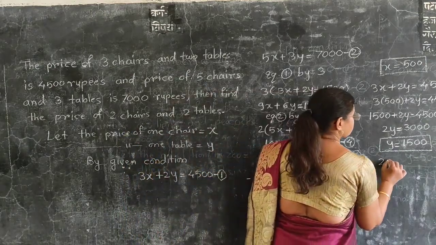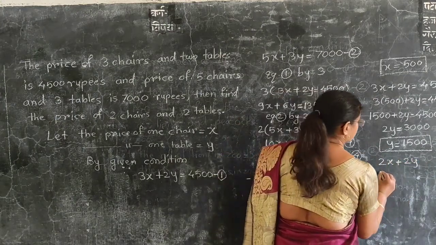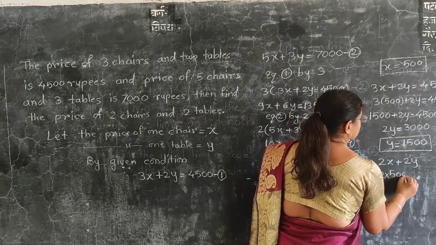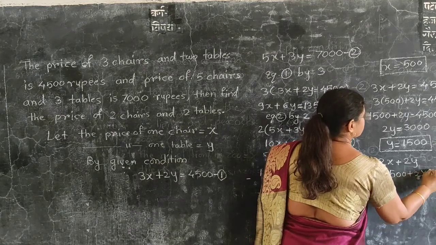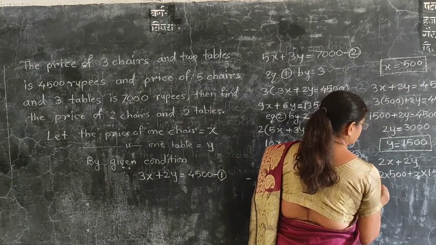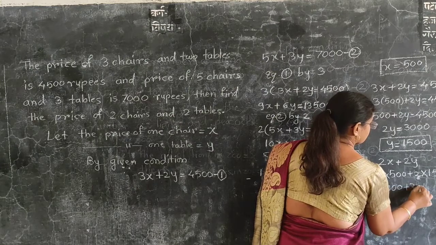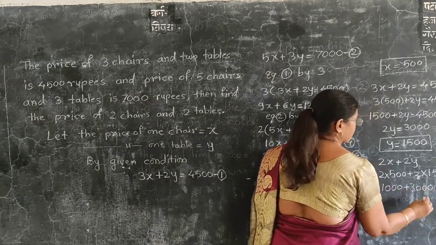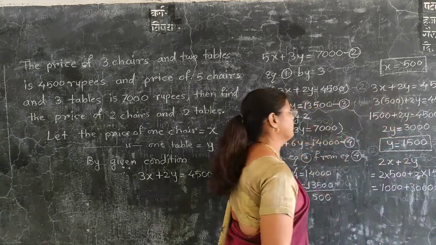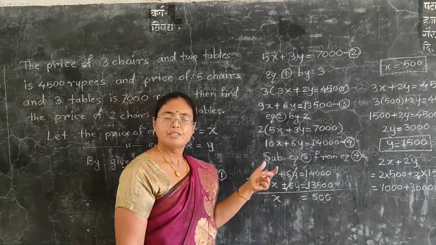We want the value of 2 chairs and 2 tables. That means 2x plus 2y we have to find. So 2 into the value of x, which is 500, plus 2 into 1,500. So it is 1,000 plus 3,000, that is 4,000. So the value of 2 tables and 2 chairs will be 4,000 together.